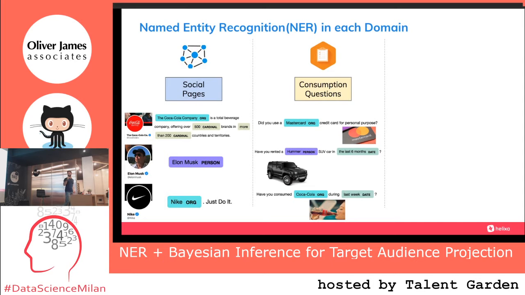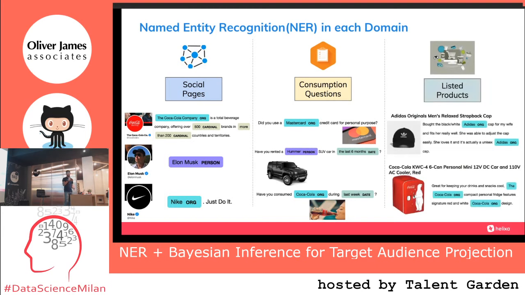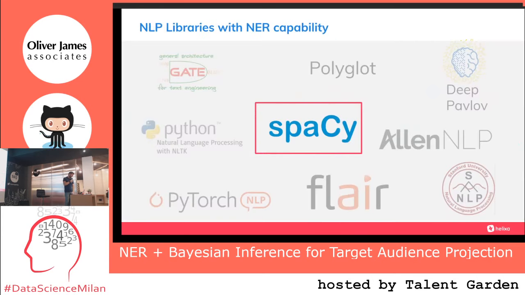It becomes a little bit tricky when you work with questions like, did you use a MasterCard credit card for personal purpose? Have you rented a Hummer SUV car in the last 6 months? And you want to be able to know that if you answer yes to this question, you have interacted somehow with the entity which is represented in the text. When you work with e-commerce, you can either use the product description or you can take some customer review, like in those examples, the Adidas hat or the Coca-Cola fridge. And the entity recognition algorithm will just be able to highlight what the entities are.